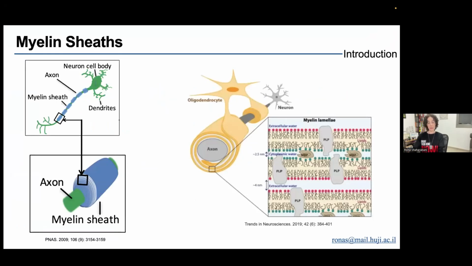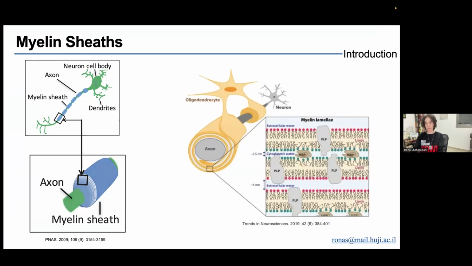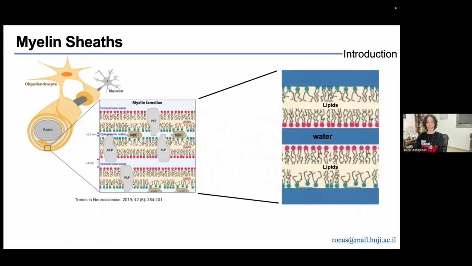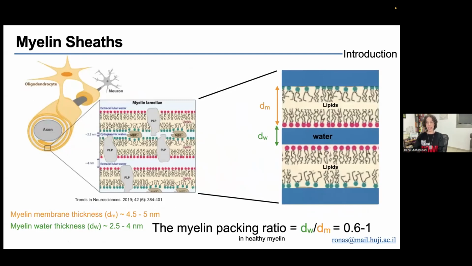So Carl already explained briefly that the myelin is a multi-layered sheet of lipid-rich membrane bilayers that wrapped around an axon. And I'm going to be brief and just explain what is important for me. So it is a repeating structure of lipid bilayer stacks with a water layer gap between them. The bilayer lipid membrane is composed of different types of lipids and protein and is about 4.5 to 5 nanometer thick. The water gap between the membrane is about 2.5 to 4 nanometer thick. And we can define the ratio between the myelin water gap to the myelin membrane thickness, which is about 0.6 to 1 in the healthy myelin.